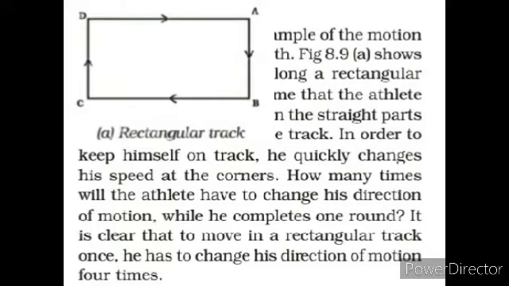From A to B he goes straight, then he changes direction from B to C, then from C to D, then from D to A, and then again changes. Okay, so 4 corners, 4 bends, 4 changes in direction. Fine. And only then is the one round going to be completed.